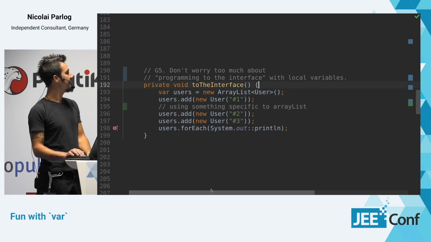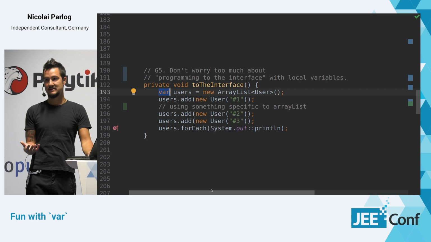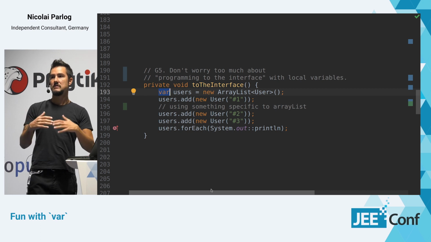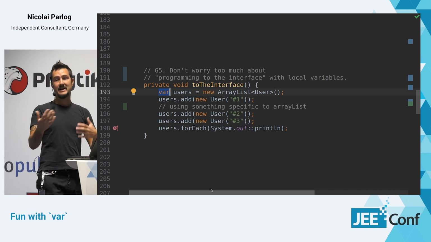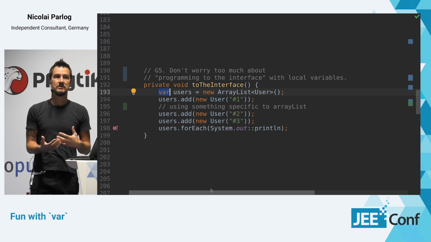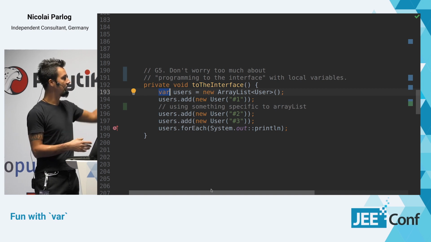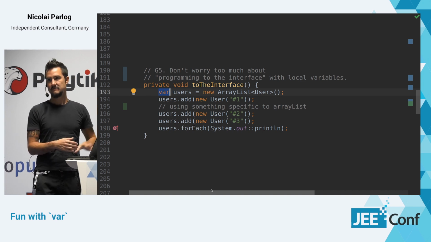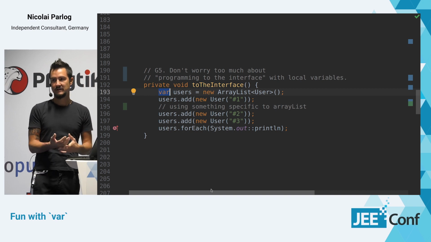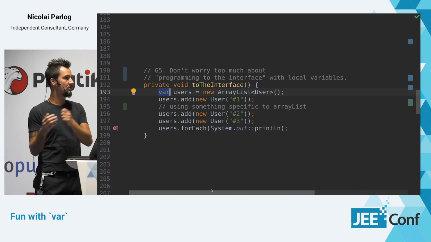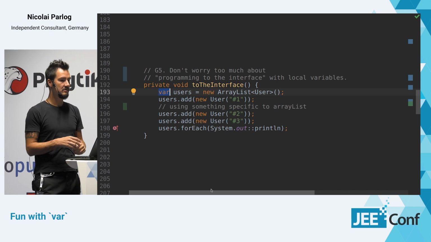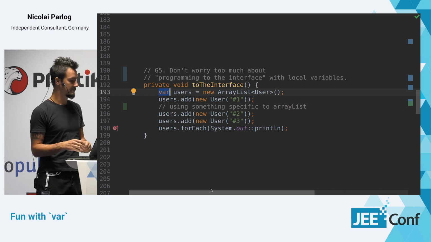So if you have methods returning ArrayList instead of List, if you have fields that are ArrayList instead of List, there's a more reasonable chance that this might actually happen, that you might actually depend on something that you don't want to depend on. I would argue for local variables, that's not very likely. And if it is, it's hopefully easy to fix. So that doesn't mean that you should throw programming to the interface out the window, but I think it's not that important here in that context.